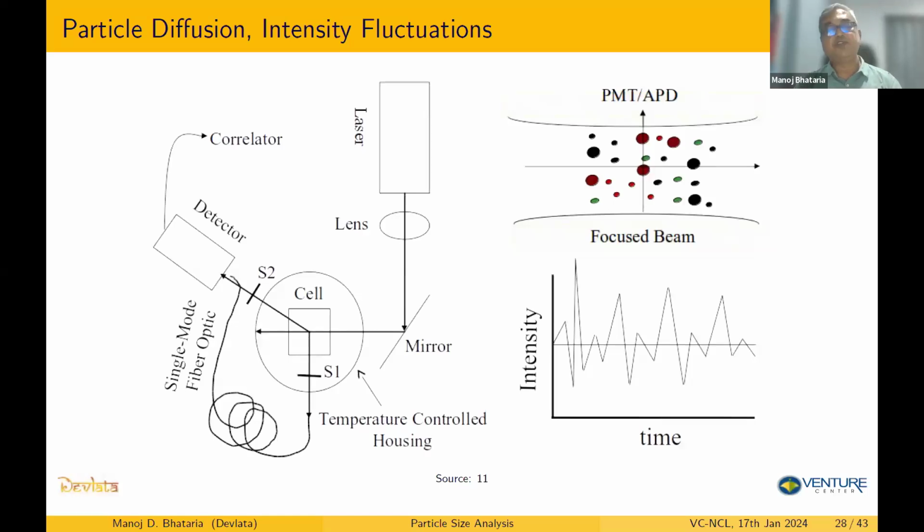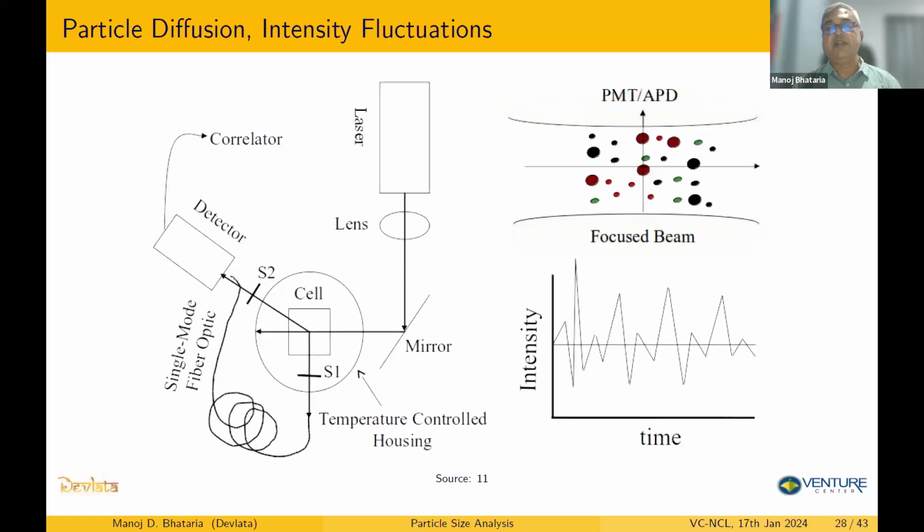There are instruments which are also using backscatter, so they'll have something like 173 or 174 or 178. Okay, so different kinds of instrument setups are available. Each of the angles that you use has its pros and cons. But in dynamic light scattering, you need only one single angle for measurement. You don't need multiple angles as you require in static light scattering.